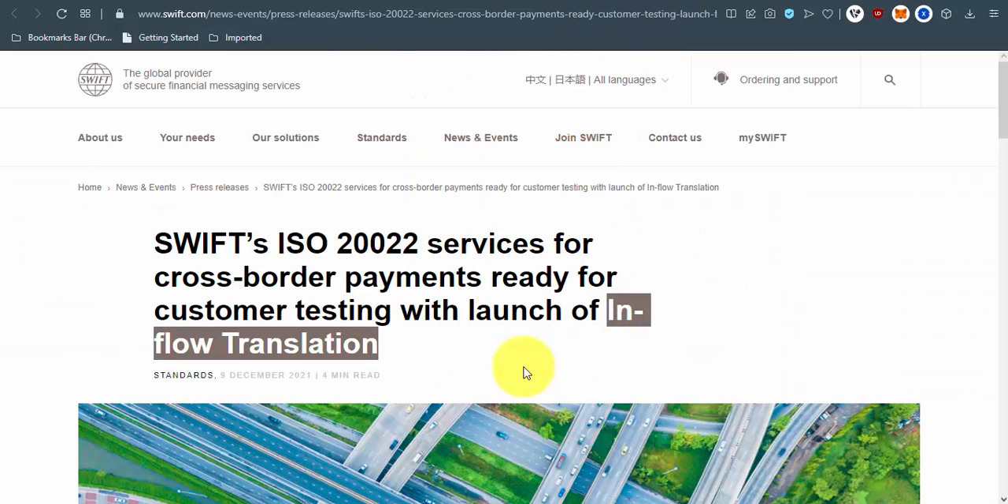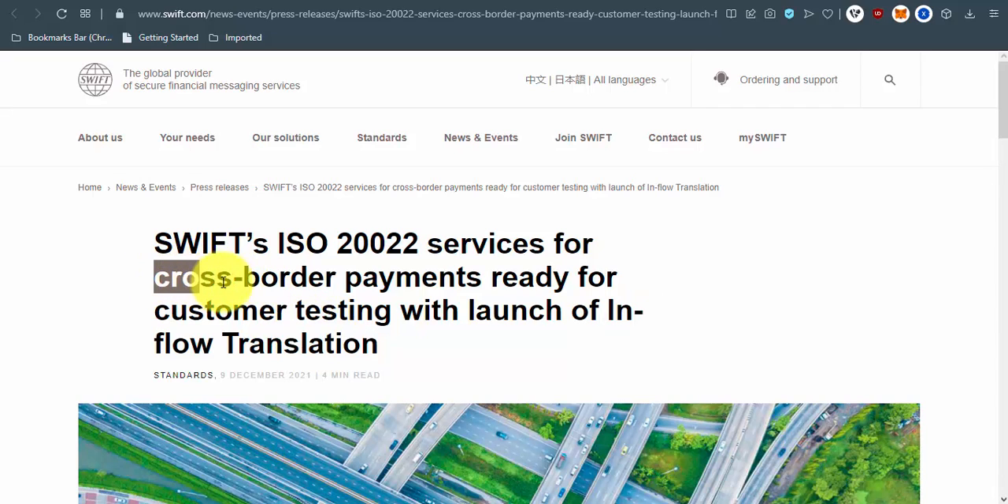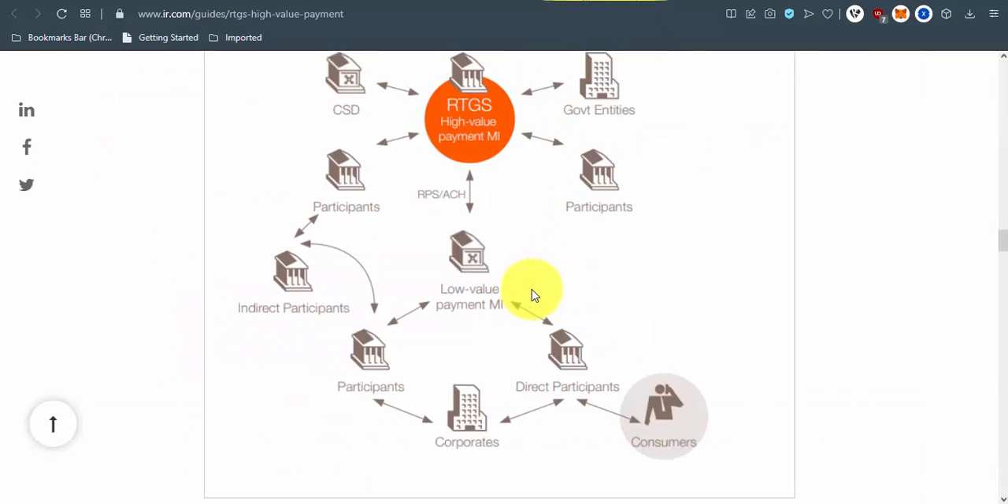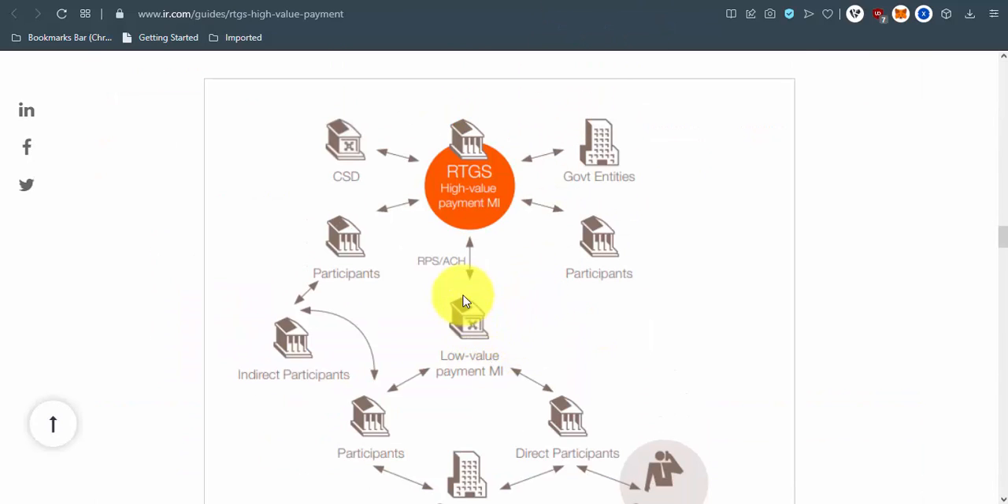There's going to be an inflow translation. And for cross-border payments, SWIFT is preparing a service for cross-border payments. It's going to be ready for customer testing with launch of inflow translation. There's going to be an inflow translation for the messaging layer between the two different messaging formats.